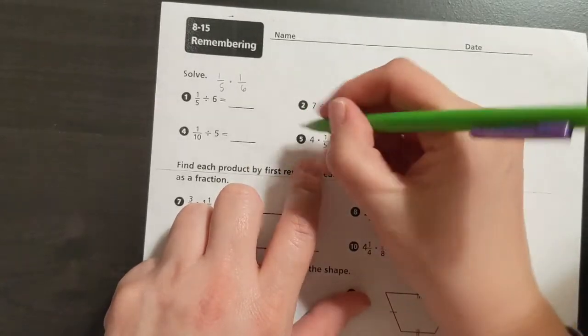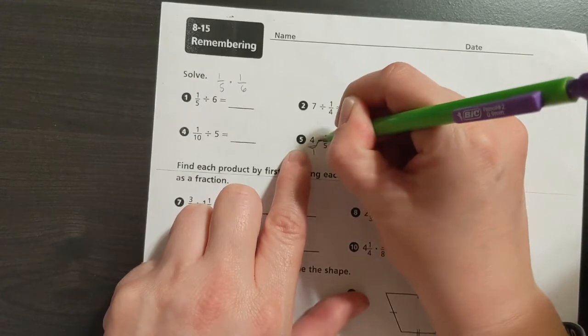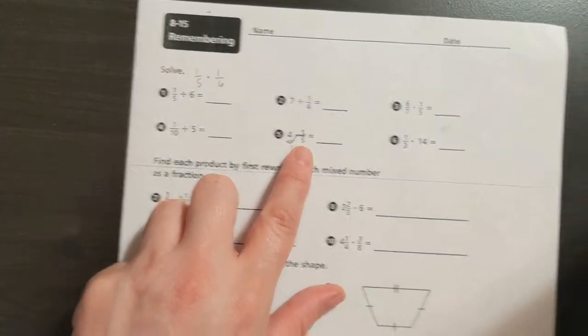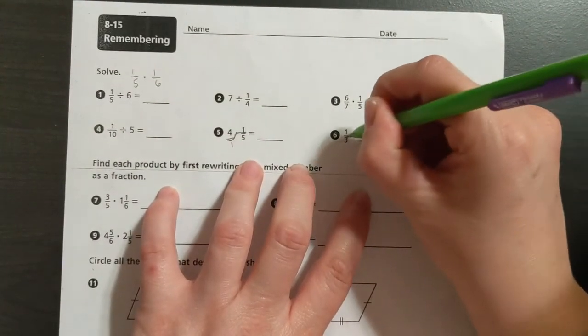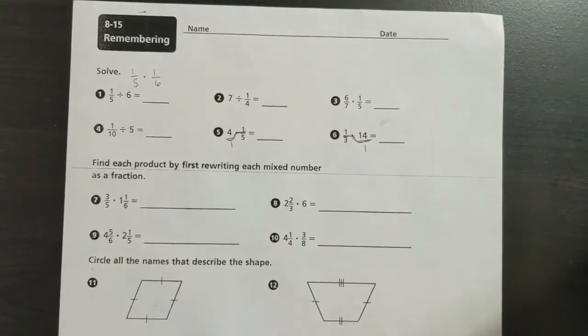If it's a whole number, remember you throw a 1 underneath it, you extend the bar, and now you can multiply straight across or simplify. Same with this one. Throw a 1 underneath, extend the bar. There's a slope, but that's okay. You're still going to multiply. So you just figure out how to do that part.